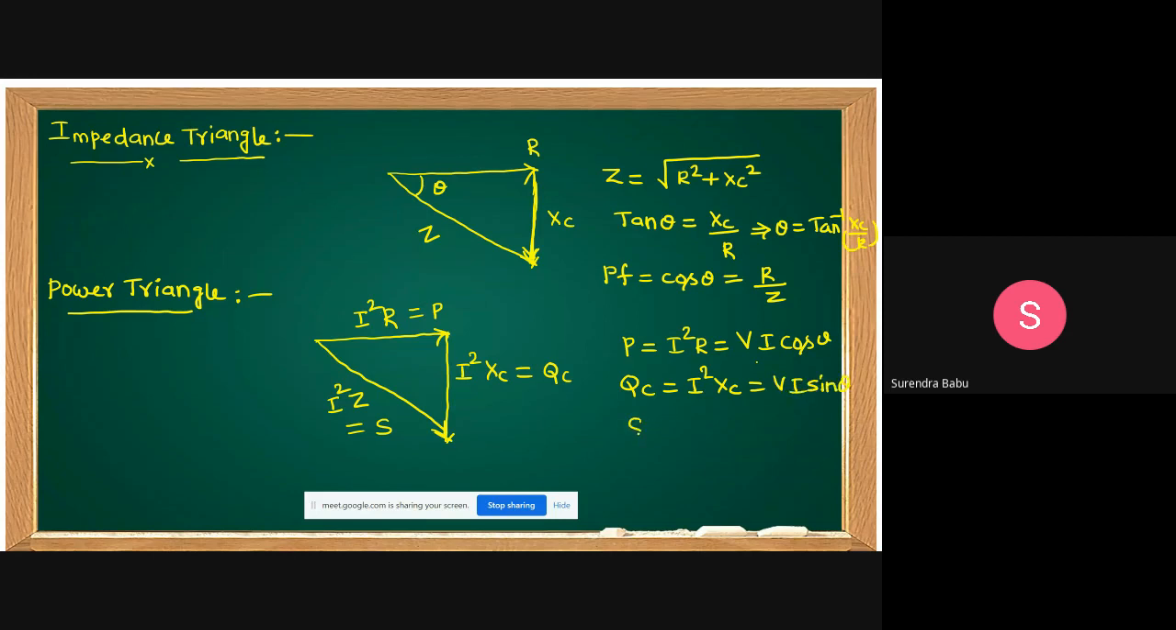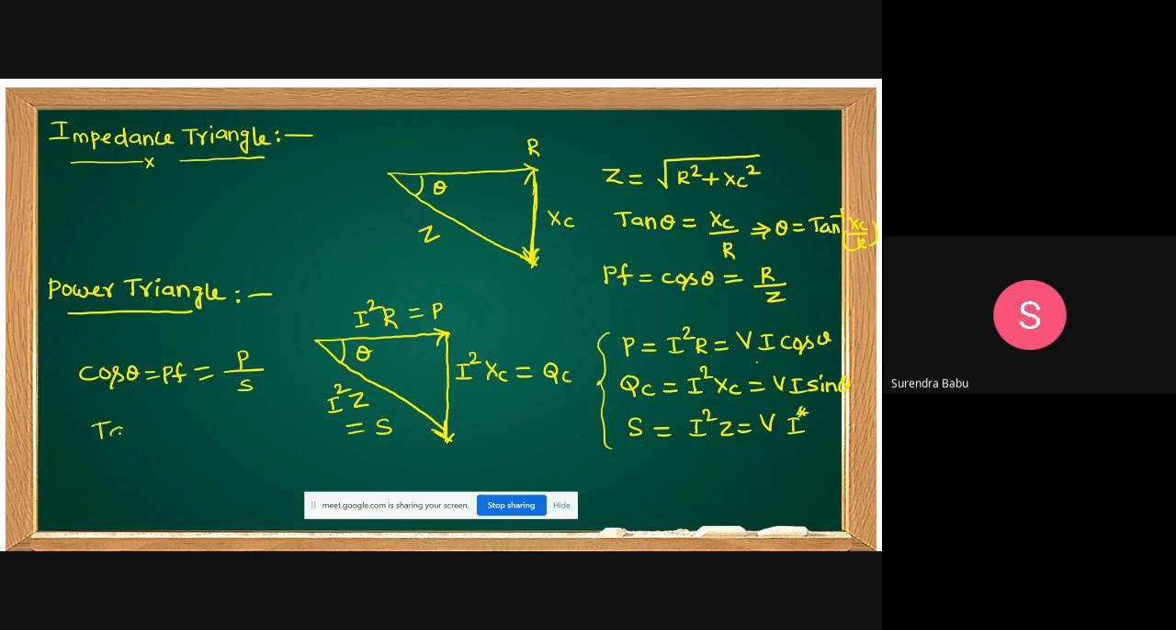How to write the complex power? This is equal to I square into Z, which is equal to V I conjugate. Okay, these are the calculations. Now from this we can also define cos theta, that is the power factor. How to define the power factor? Cos is adjacent by hypotenuse, that is P by S.